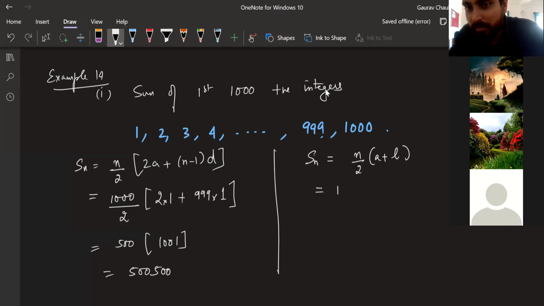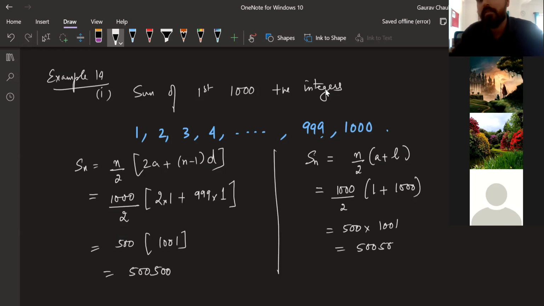N by 2 is what? N by 2 is 1000 by 2, since 1000 terms are there. A is 1. L is what? 1000. You're ending up doing the same exact thing. 500 into 1001. That's equal to 5 lakh 500. How are we feeling about this, guys?